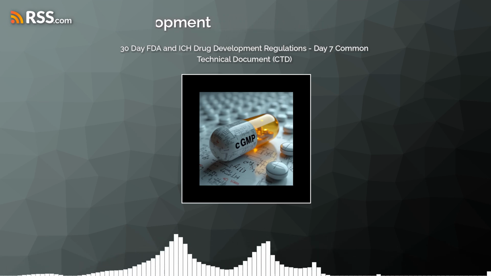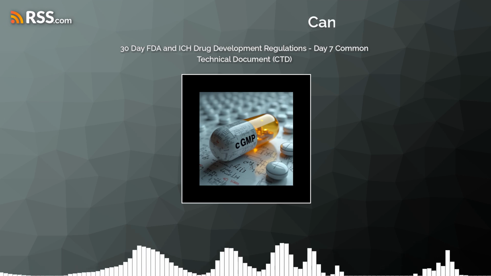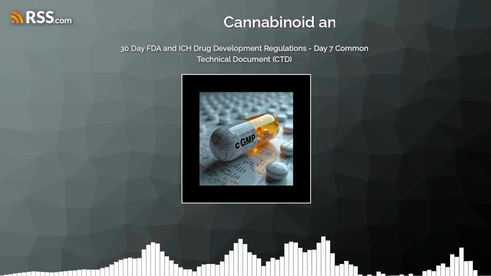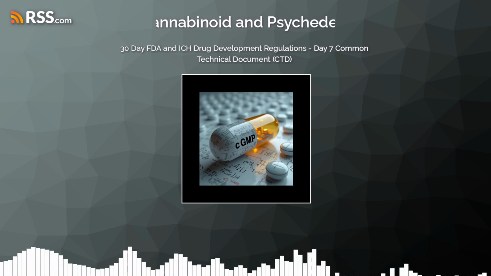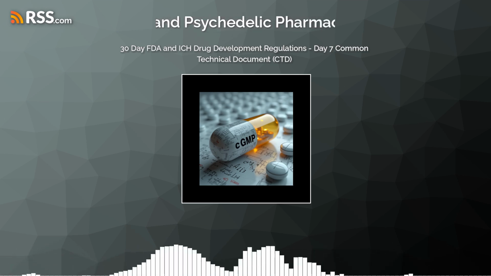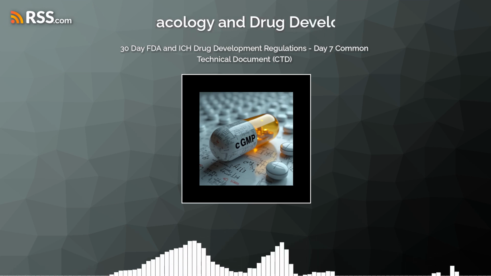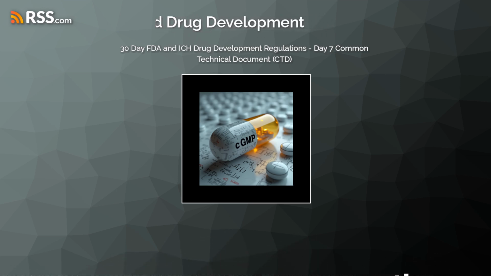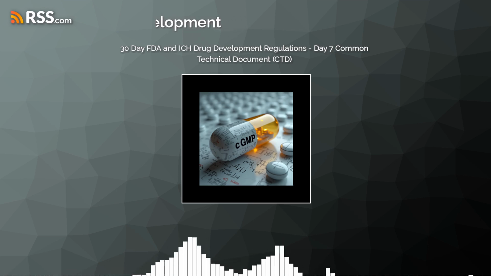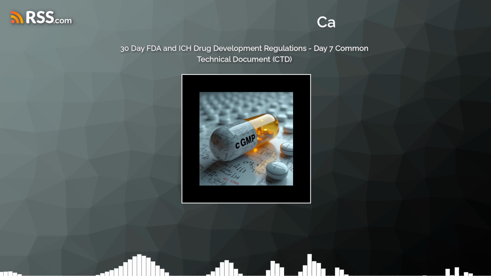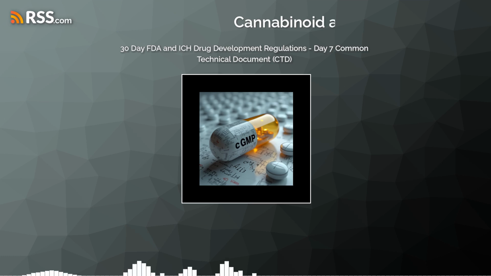The eCTD is essentially the digital version of that paper CTD. And it has so many benefits. Like what? Faster submissions, I bet. Absolutely. Submissions happen electronically, so much faster. But it's not just speed. Right. It's efficiency. It's clarity. The agencies can easily search, navigate, and annotate electronic documents, so the whole review process is streamlined.